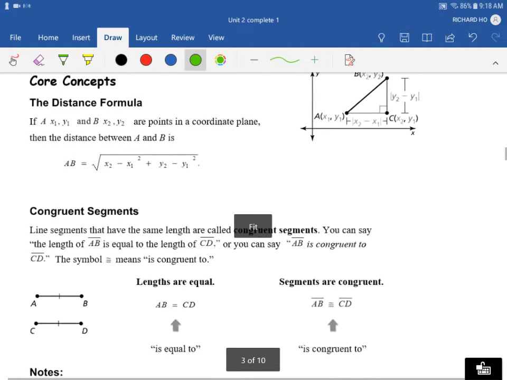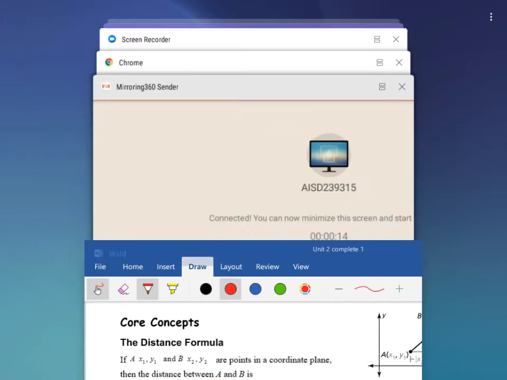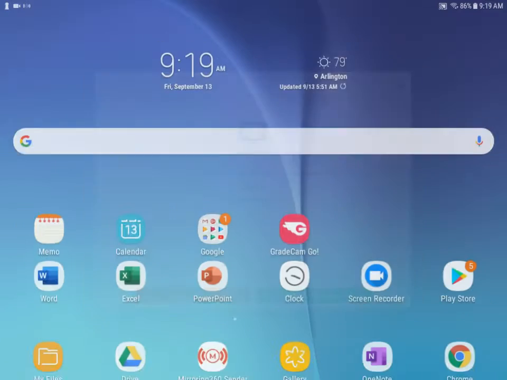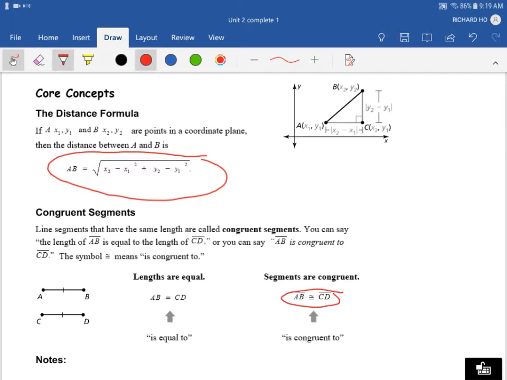Something else that's important, the distance formula. This is important here. So you have that on there. It's also right here. So I'll have this for you. It's also on your formula sheet. So it's not showing up. There it is. Okay, this is important also.